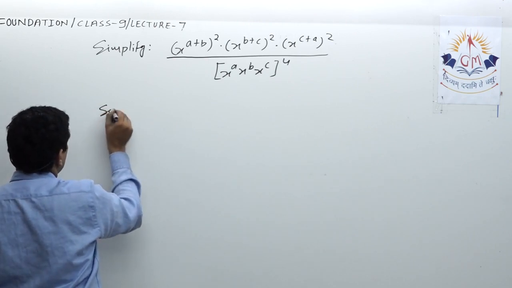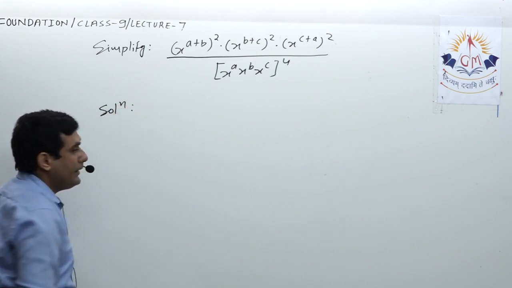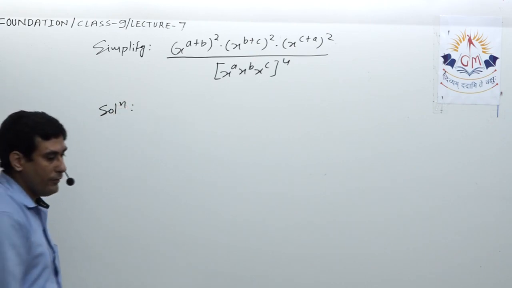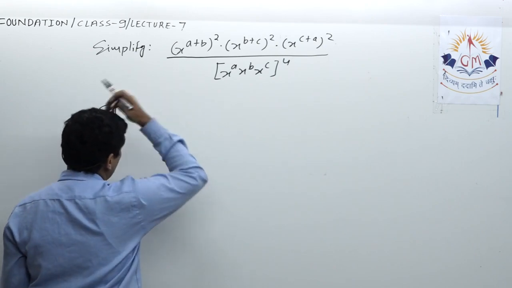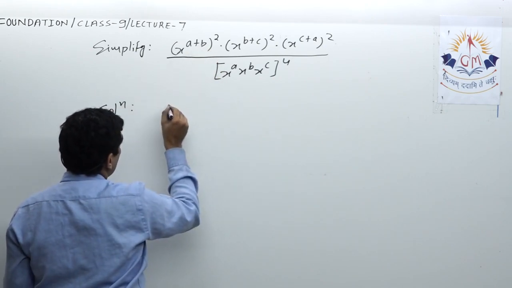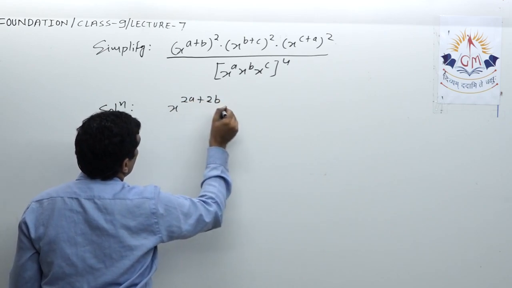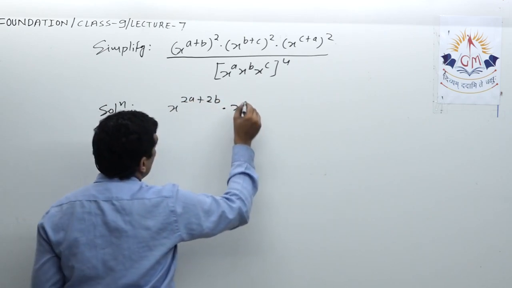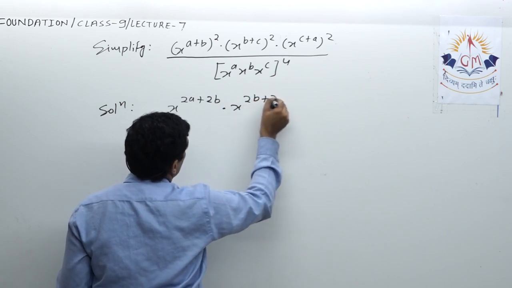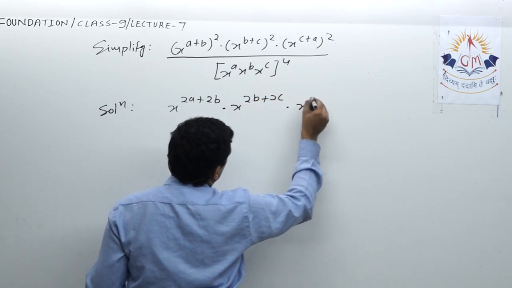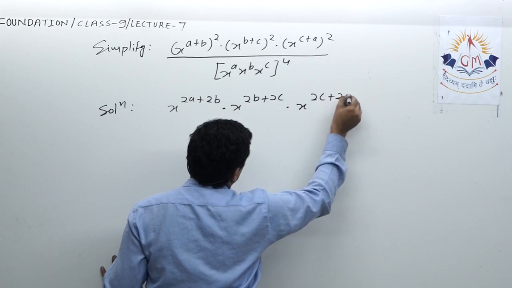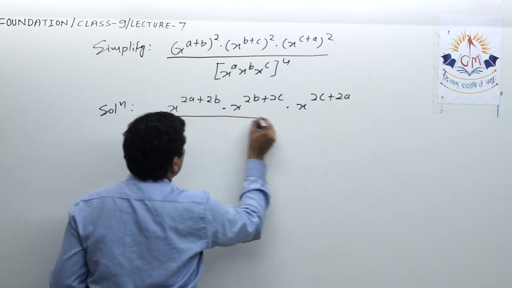Okay, let us start simplification. So again, as I told you, simply if you apply the laws of exponent, you will get the answer. So here I can write power to power. So this will become x raised to 2a plus 2b into x raised to 2b plus 2c into x raised to 2c plus 2a. Okay, I skipped one step actually.